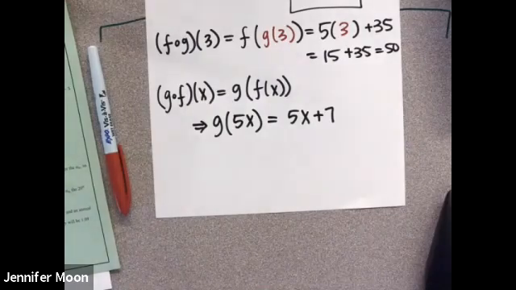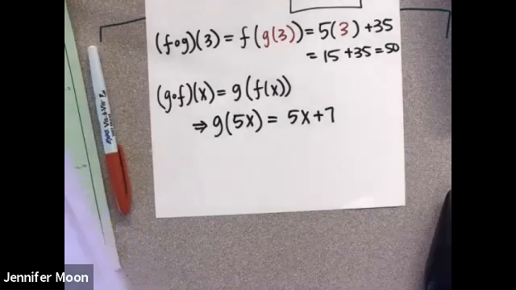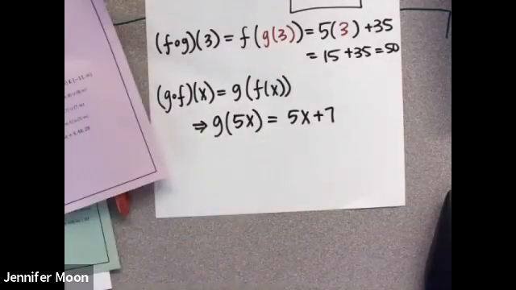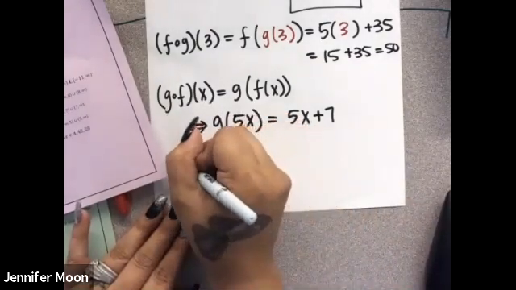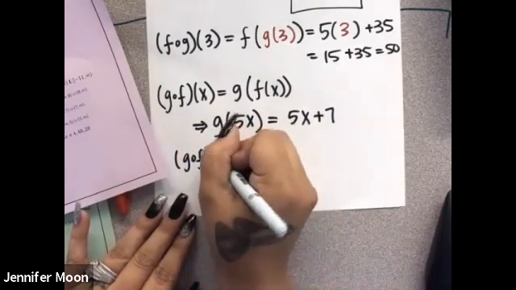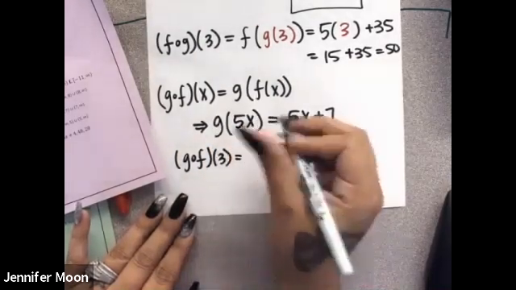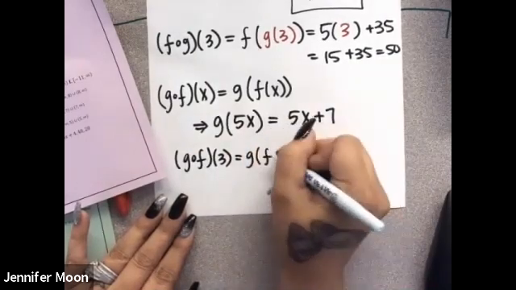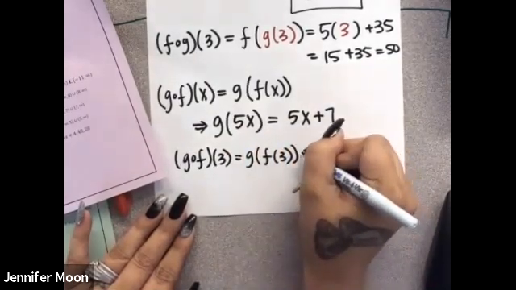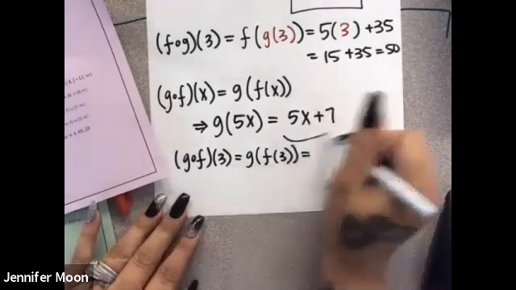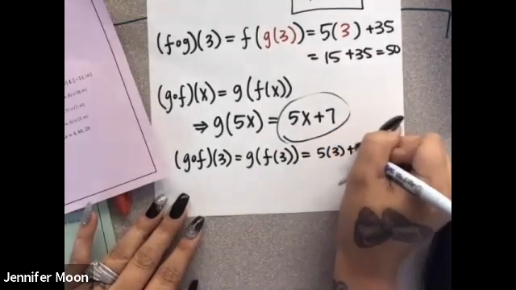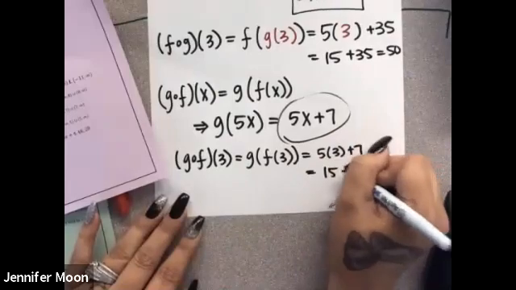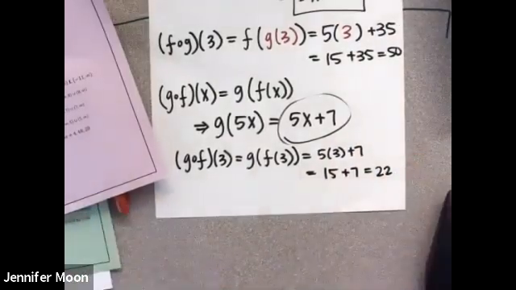Okay, so after you find that, they want you to find g of f of 3. I don't know why I said x before; I was trying to read at the same time. Now they want me to find g of f of 3, which I can just plug my 3 into what I just solved, and I would get 5 times 3 plus 7. 5 times 3 is 15, plus 7 would be 22.